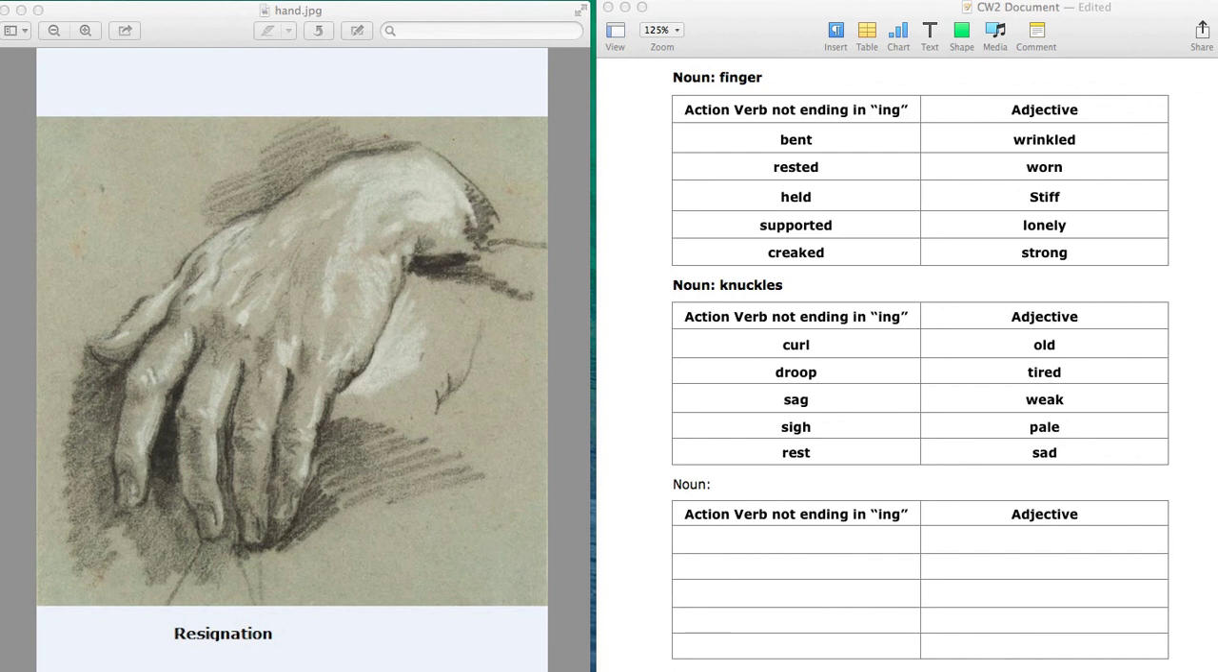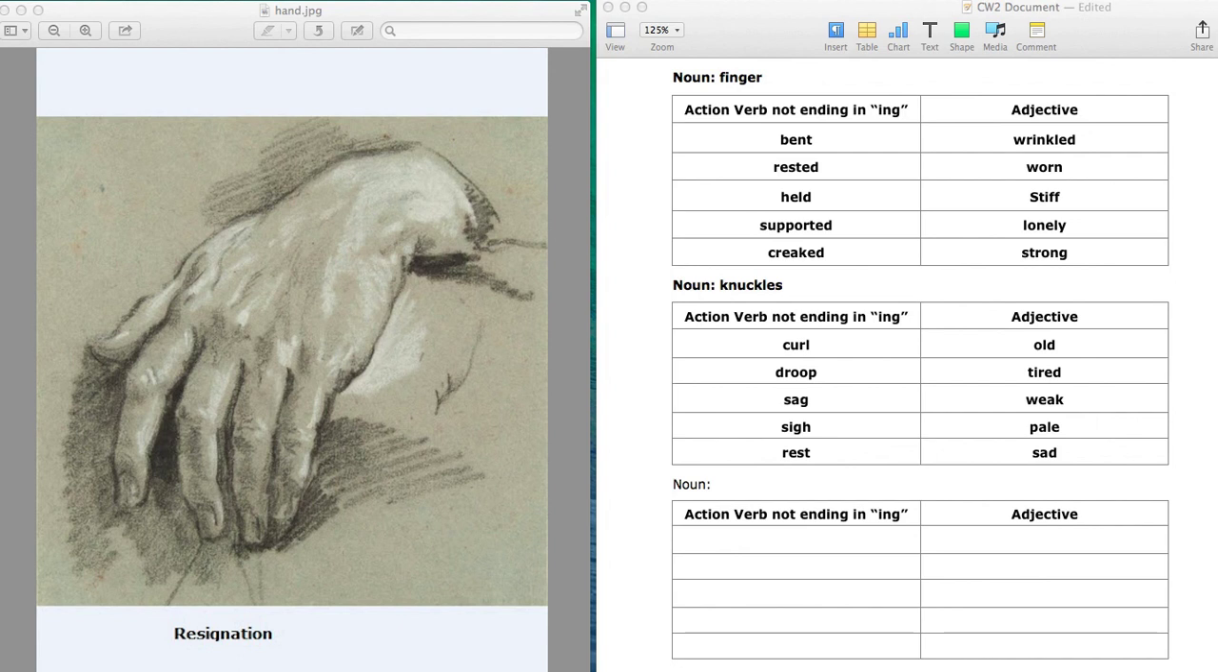And we'll look over under the adjectives, what might we do to describe one of the fingers. Well, it might be wrinkled, worn, if it's an old finger, stiff. It might be lonely. You'll notice the forefinger is kind of hanging out there alone. It could also be very strong. It can be the basis for the strength of the hand.